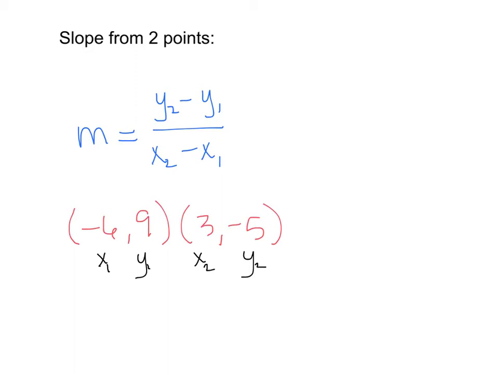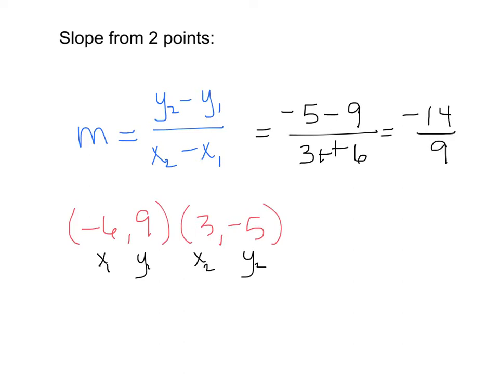And if you look at this equation, all you do is plug it in. So for y2, it'd be -5 minus y1 is 9 over, and then do the same for your x's. x2 is 3 minus x1, which is -6. So what that becomes is -14 over 9. So the slope of this line is -14/9, or negative slope.